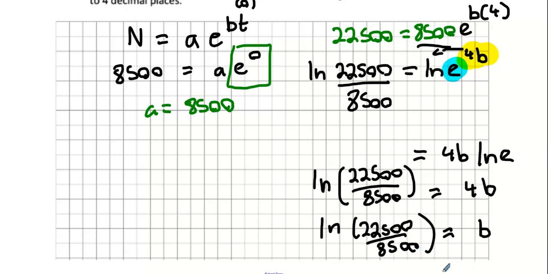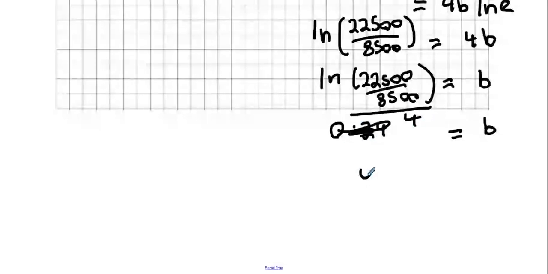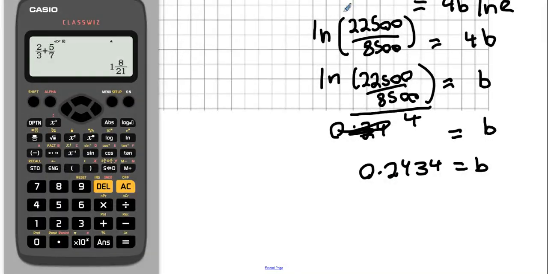Anybody have the correct answer? Somebody does. Is it 0.24? Oh, sorry, divided by 4, wasn't it? So 0.2434 equals b. All right, cool. For those of you that were using your calculator, it should be just one ln of 22,500 and then your 8,500 underneath, and then you just divide all that by 4 when you're done. That gives you your 0.2434.